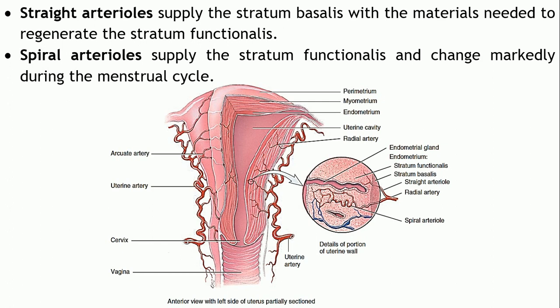Now as you can see, these are the details of the endometrium. This is the stratum functionalis, and this is the stratum basalis. The straight arterioles supply the stratum basalis, a permanent layer which is close to the myometrium, and the spiral arterioles supply the superficial layer, that is the stratum functionalis, which is a temporary layer.